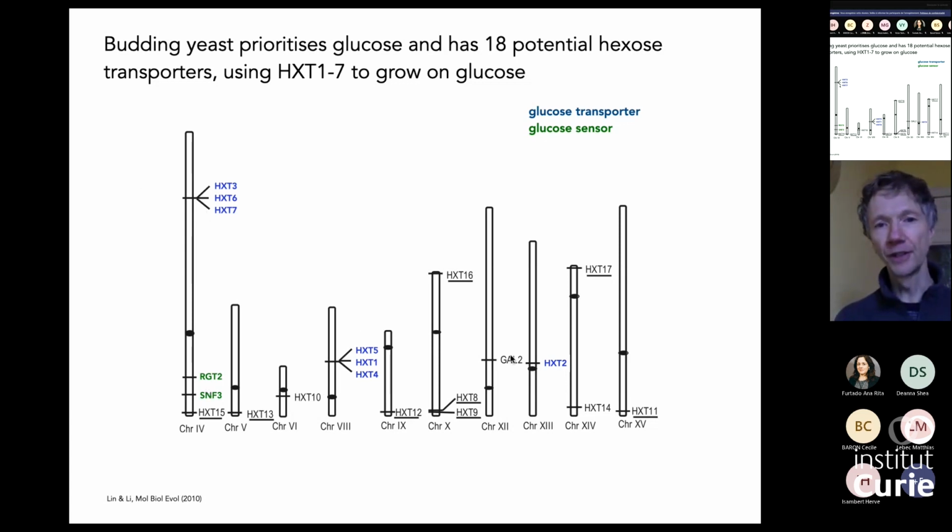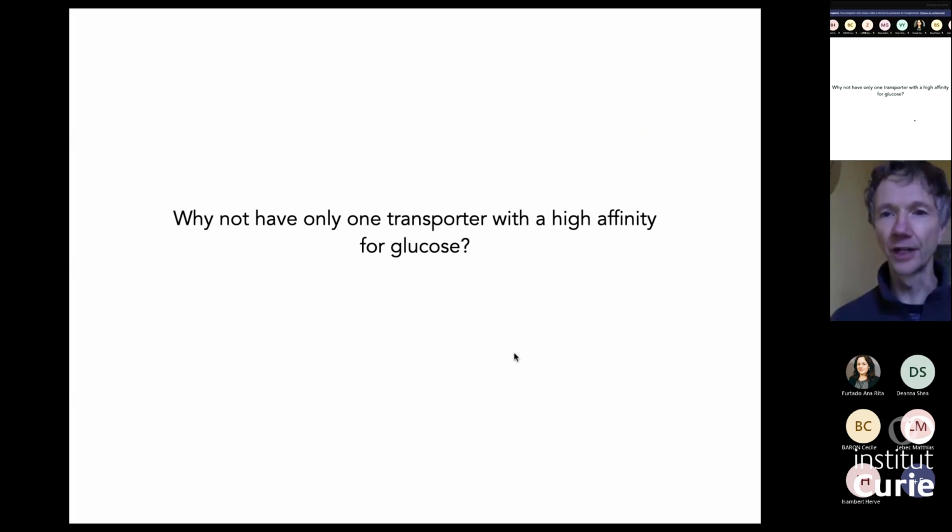So there's 7 of these transporters. And so the first question we started to think about is, well, why not just have one which has a high affinity for glucose? Why have this large number that I mentioned before?